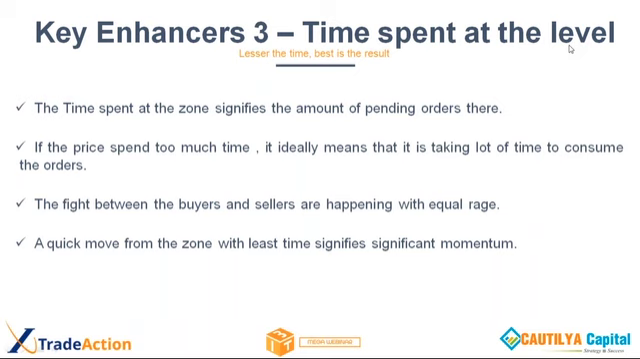Now, let's talk about the third enhancer, the time spent at the level. The time spent at the zone signifies the amount of pending orders there. If the price spends too much time, it ideally means it is taking a lot of time to consume the orders. The fight between the buyers and sellers is happening at an equal rate. More time you are spending, what happens? If Australia is taking more time to win against the enemy, then definitely it is not Kenya, it is India. He is a stronger enemy.